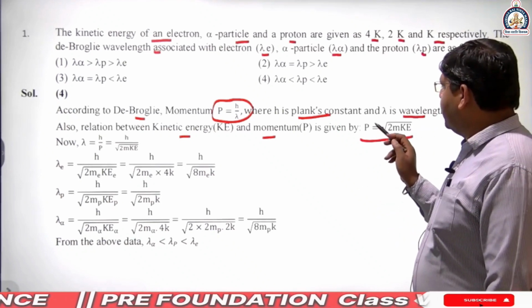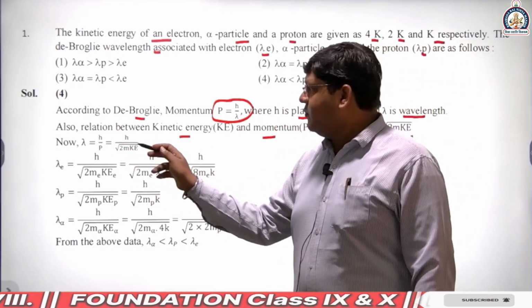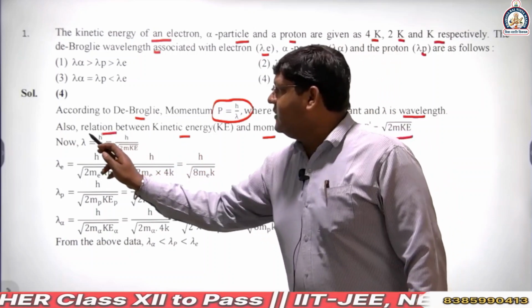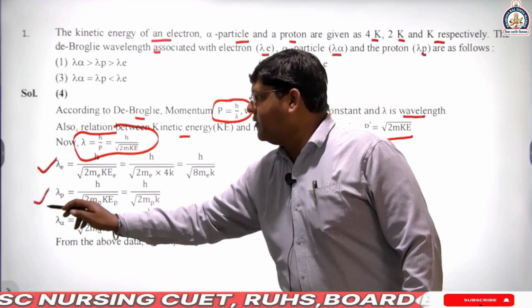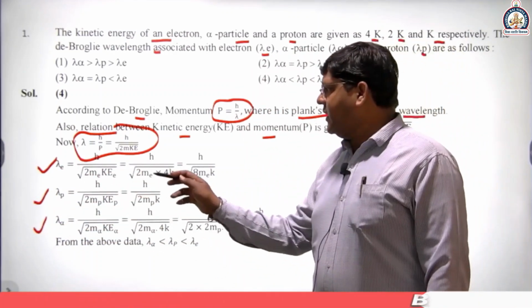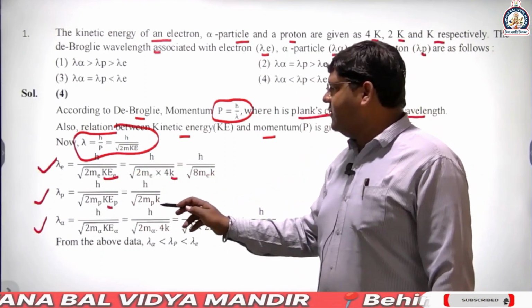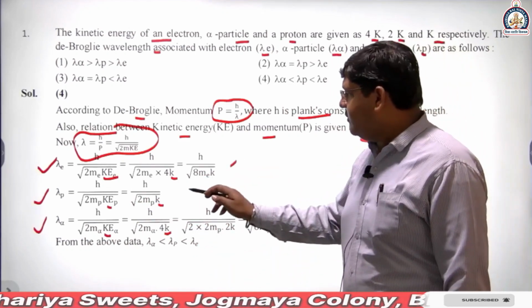Now, simply putting the value of P in this relation, we get lambda is equal to h upon P, and for P we put under root 2mK. This is the generalized formula for wavelength. We simply write the formula for electron, proton and alpha particle. After putting the values according to the question, kinetic energy is 4K for the electron, K for the proton, and 4K for the alpha particle. We get these values.